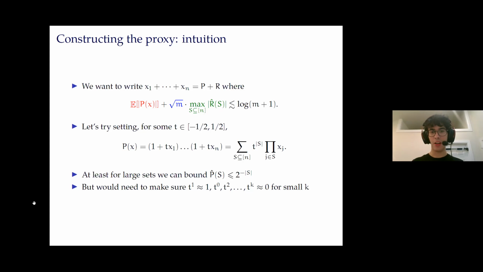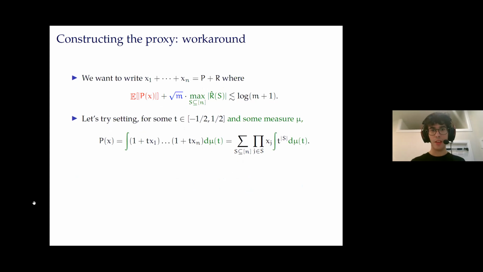So this doesn't seem to work, but there's a workaround, which is that we can take an average over many t's. How is this going to work? We can have some kind of measure over the set, and we can integrate this expression. Then we have a lot more freedom now, because with this measure we can take basically any set of weights we want across this interval from minus half to half. And we still have the same bound for large sets because we're just averaging them.